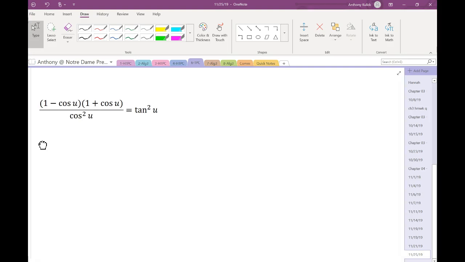Okay, how about this one? Which side would you guys like to try to work on? The left. Yeah, I think all of us would agree the left is a bit more complicated than the right. What would you like to do first on the left-hand side? Let's FOIL those out. When we FOIL out the numerator, what's going to happen?